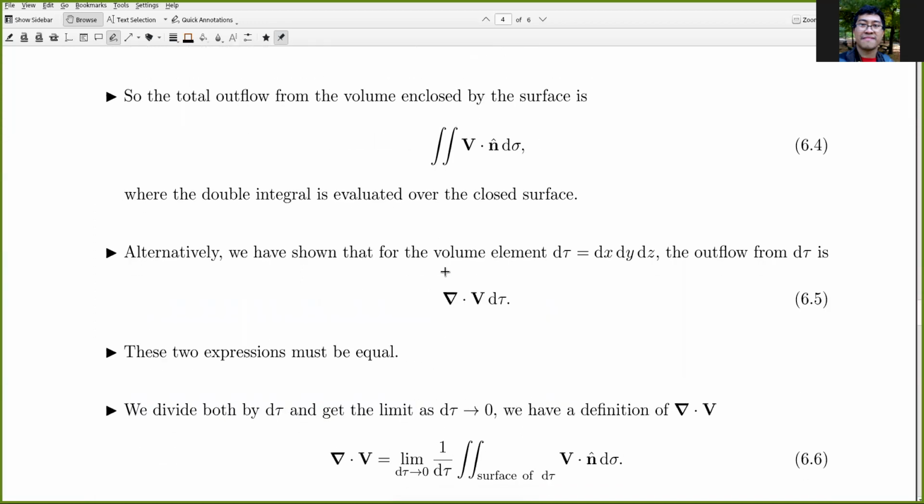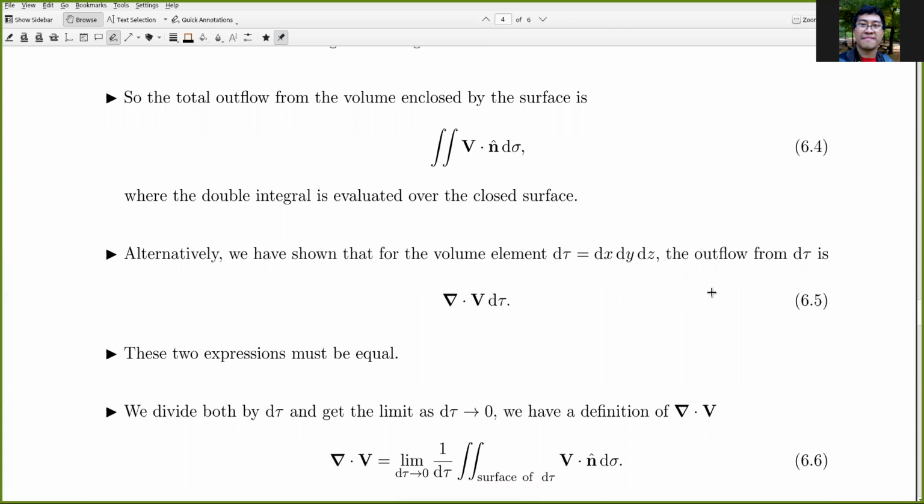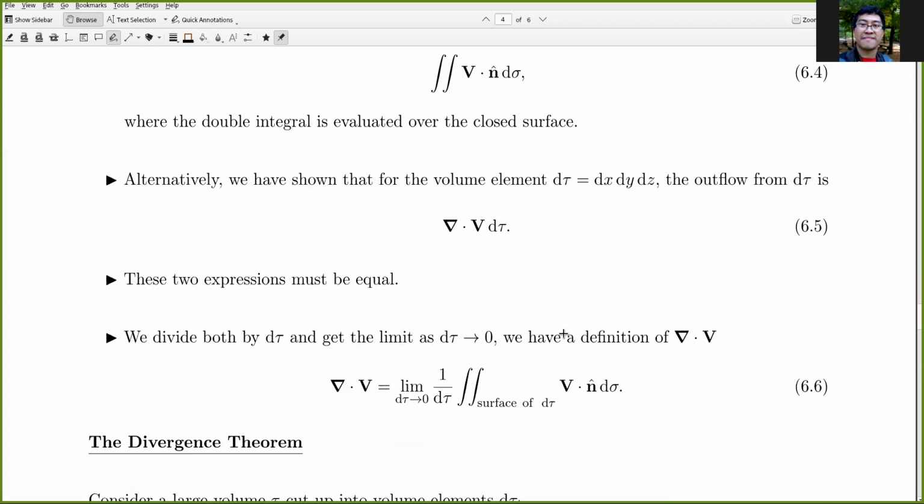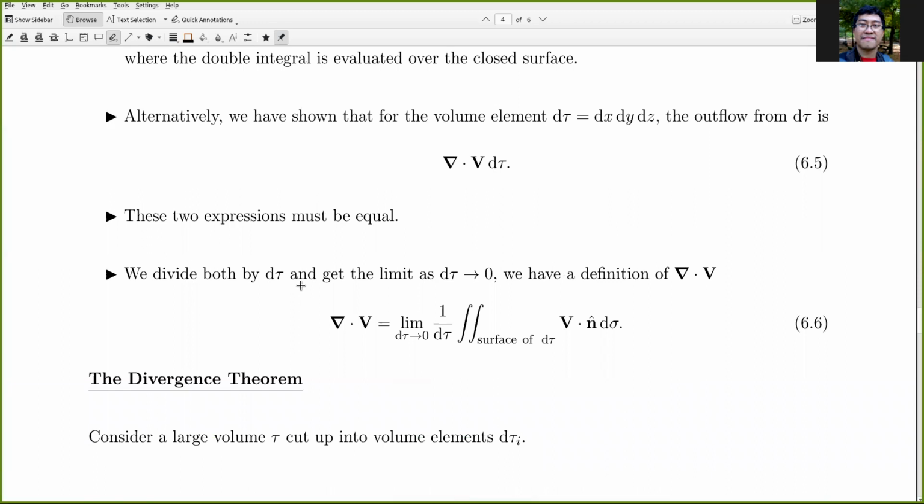Alternatively, we have shown that for the volume element, the outflow from d tau is del dot v d tau. So these two should be equal, where this is over the closed surface enclosing d tau. So we divide both sides by d tau and take the limit as d tau approaches 0. We have the definition for del dot v.